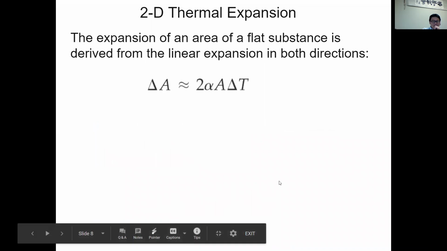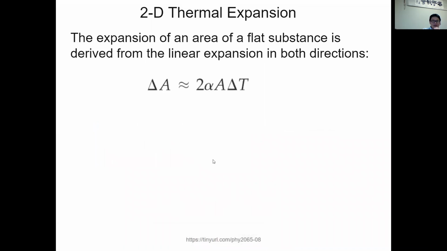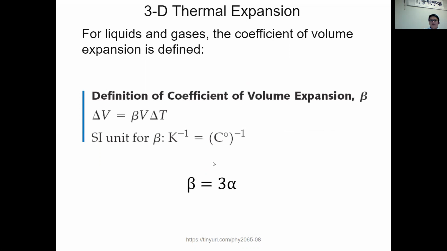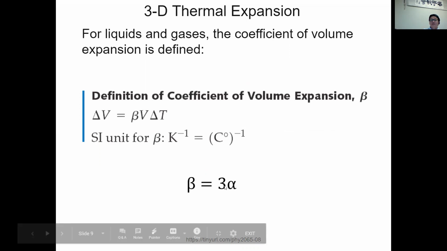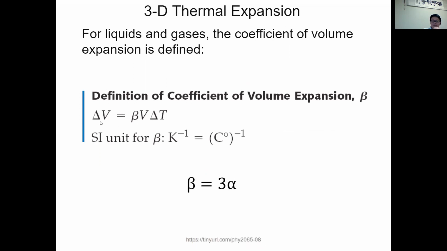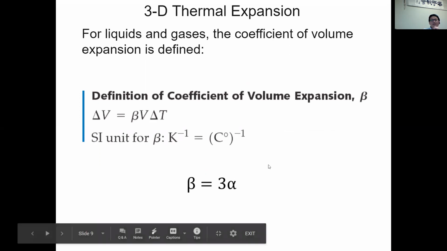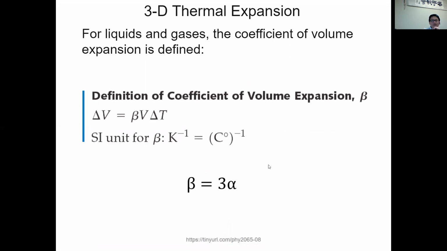All right, for two dimensions, the expansion in area is twice the coefficient of linear expansion times the original area and then times the change in temperature, delta T. Okay, for three dimensions, it's three times the linear coefficient of expansion, three alphas, which has the symbol beta. So delta V equals beta times V naught times delta T, where beta is three times alpha. Okay, all right, so that's what we learned last time.